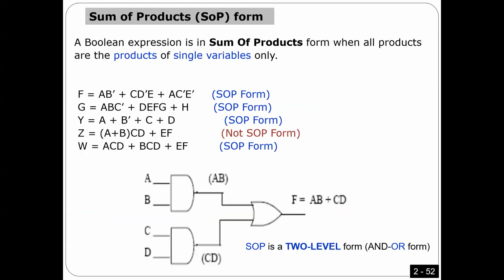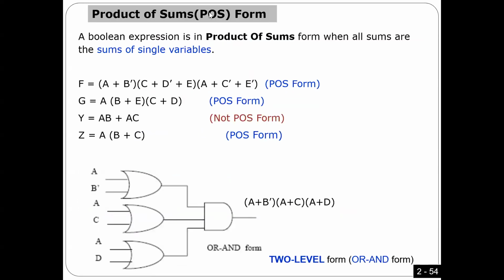Okay. So before I go to the details, I just want to make a definition. We have what we call sum of product form. When I write a function, this function can be in SOP, or we call it sum of product form, or it can be product of sum form, or it can be neither. Okay, so let's first see how each one looks like.